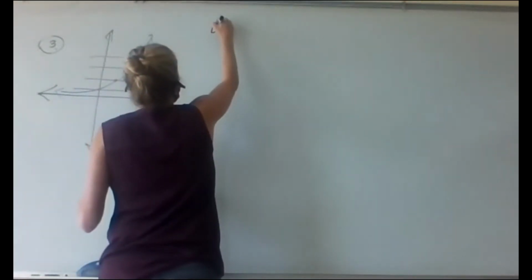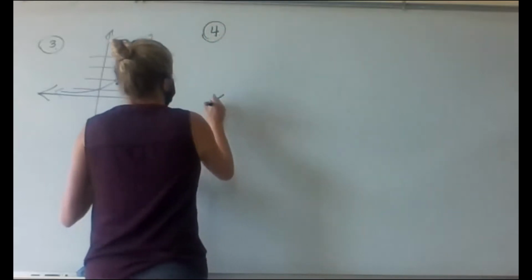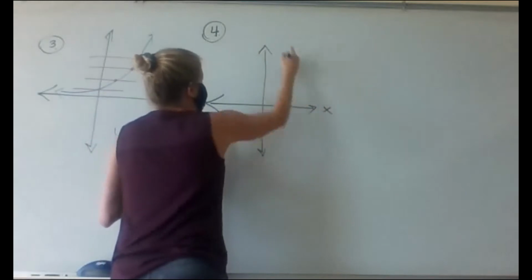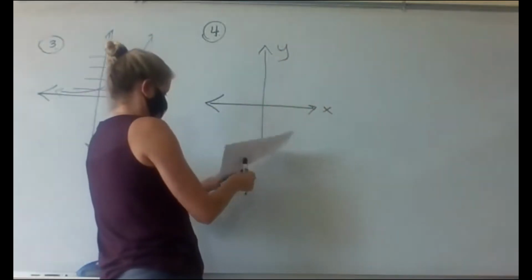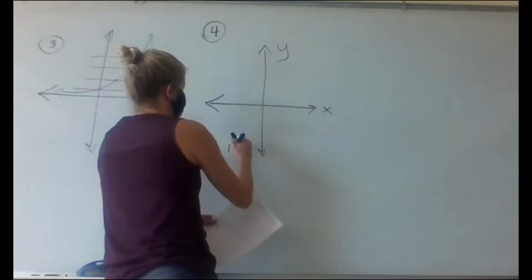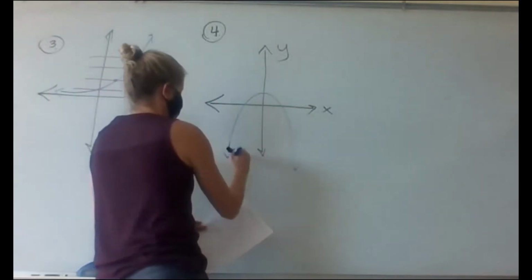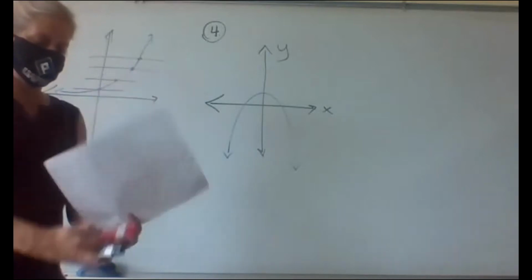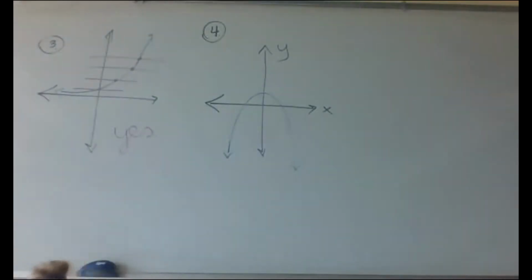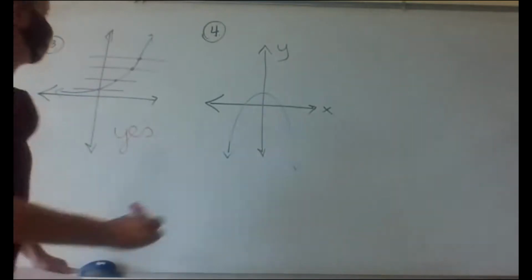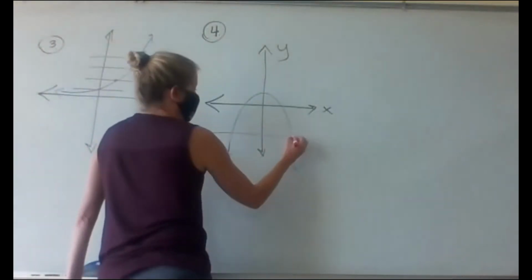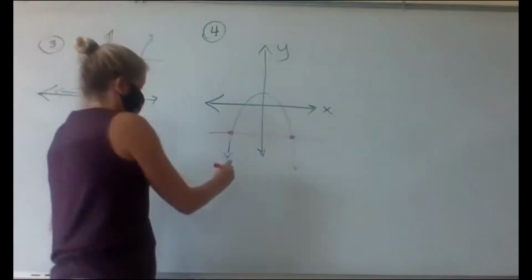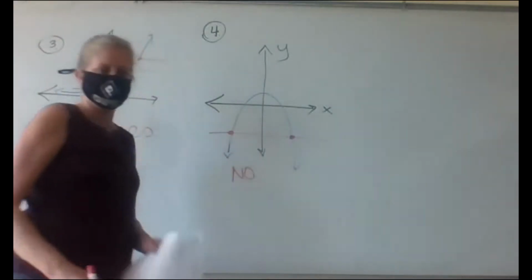Number 4, x-axis, y-axis. The shape of the graph looks like an upside down parabola. Does that pass the horizontal line test? If I draw a horizontal line right here, how much does it touch that upside down parabola? Twice, which means no, this is not a one-to-one function.